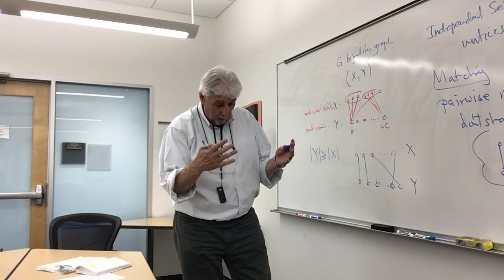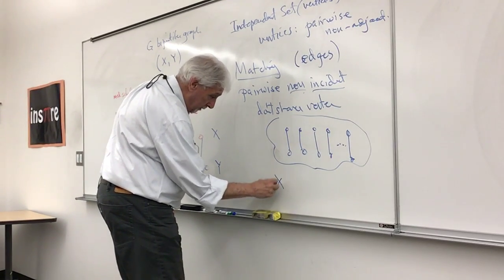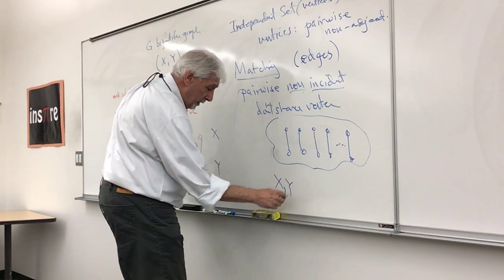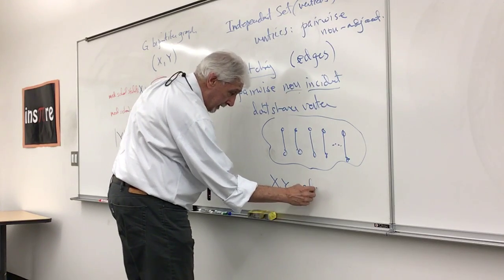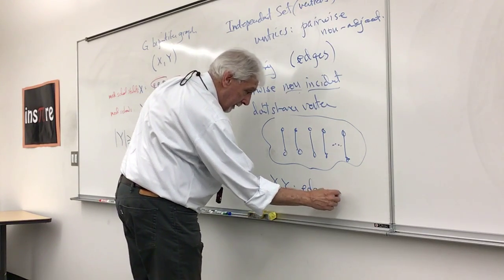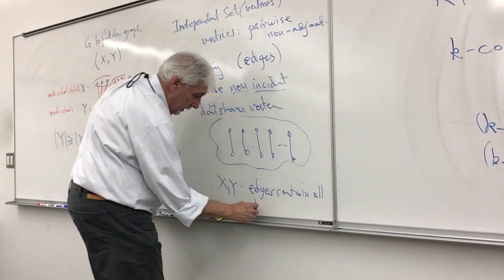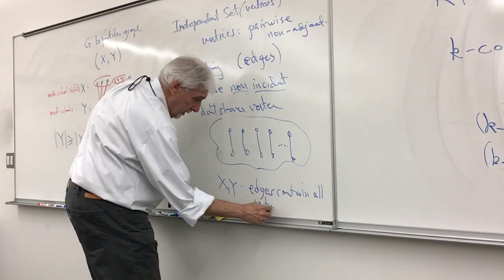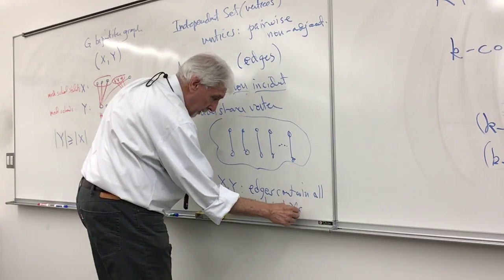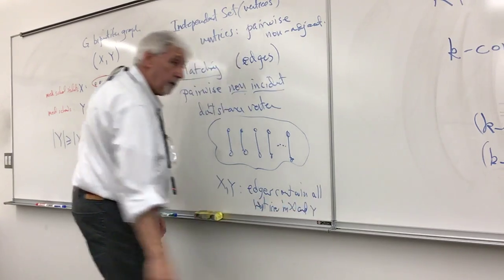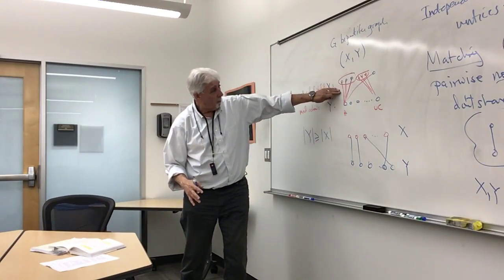Yeah. So a perfect matching in a bipartite graph with parts X and Y means that the edges contain all vertices of X and Y. It's just perfect. Now I'm just talking about a matching. This gives me more than a matching.